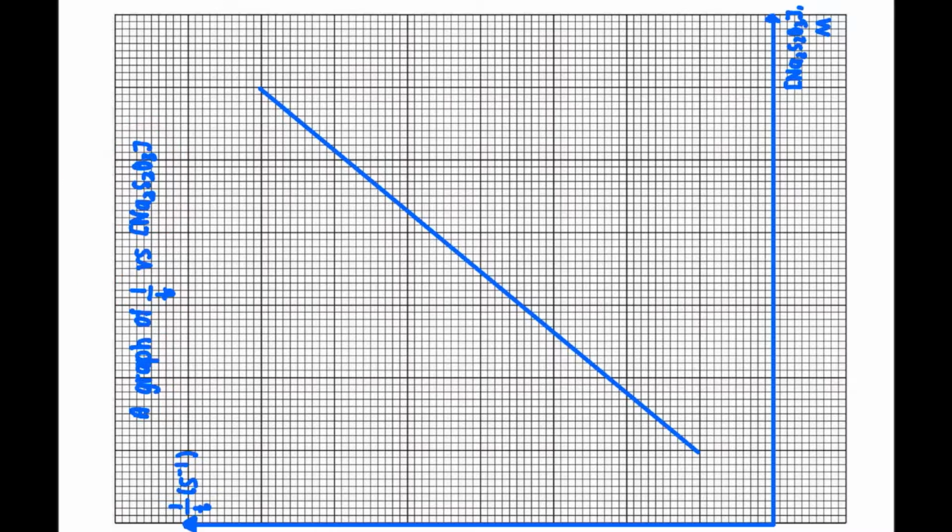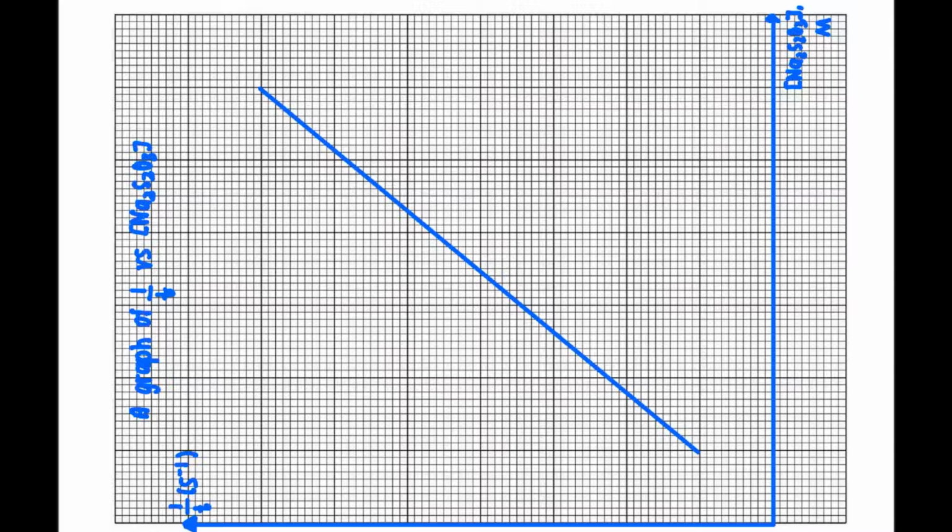Since the time taken that we have recorded is in seconds, the unit of 1 over T must be per second. And the x-axis is the concentration of sodium thiosulfate. The unit will always be molar, so capital M. Once you have written it down, then you have to plot the graph. The number of points is 5, and then you have to connect the points. So we have 5 points.